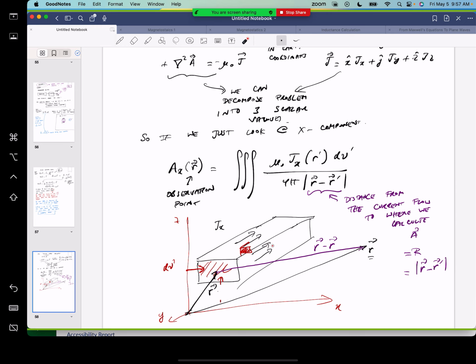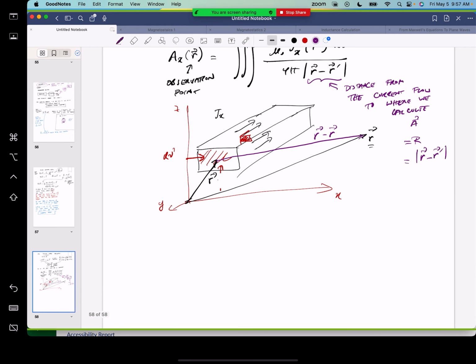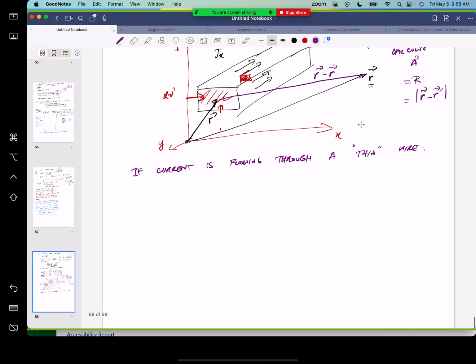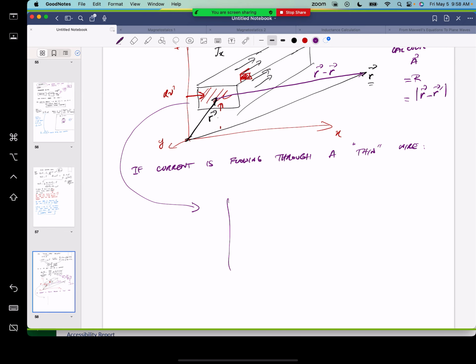Sort of for an arbitrary shape of where the current's flowing. Okay, so now the nice thing is if my current was flowing through a thin wire, then I can just replace the current density. So imagine that instead of this shape, I had just a wire, a thin wire with the current flowing through it.